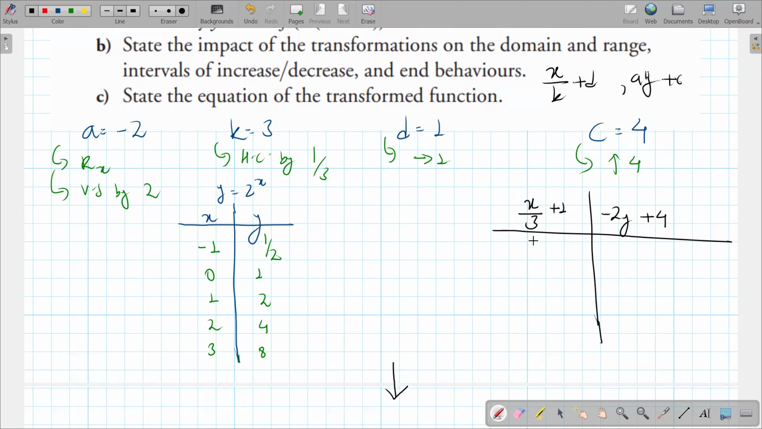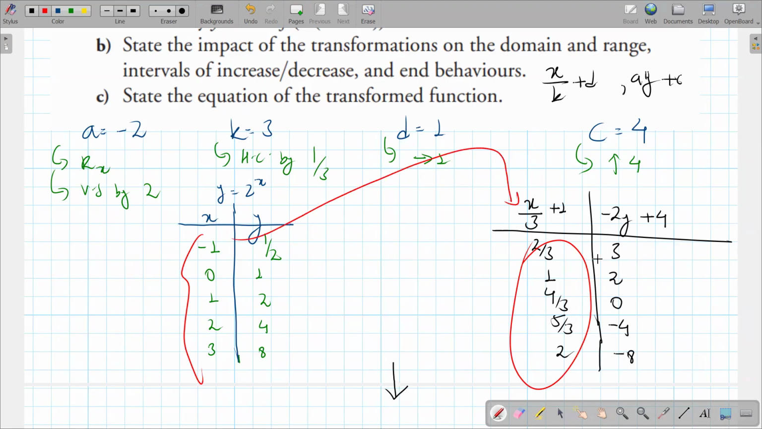So now let me just do these. 2/3, 1, 4/3, 5/3, 2. On this side, negative 1 plus 4, 3, 2, 0, negative 4, negative 8. Again, these obviously you can also plug into a calculator. All I've done here is plug in these x values as x in here. Same thing with the y's. Plugged in these y values as y in here.